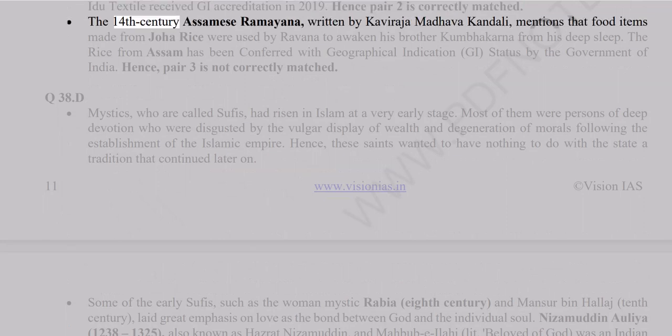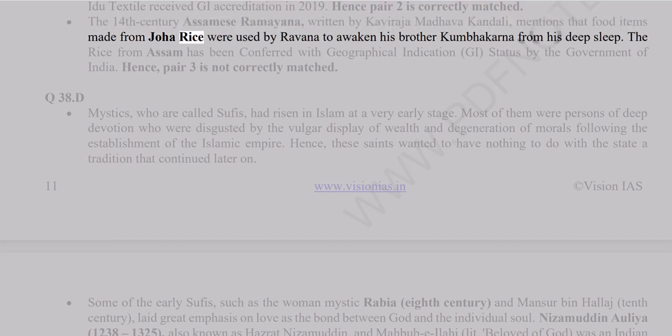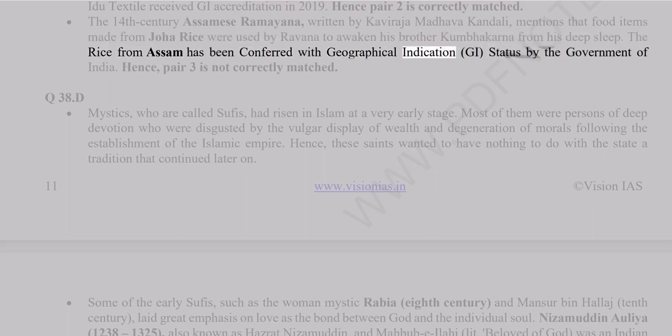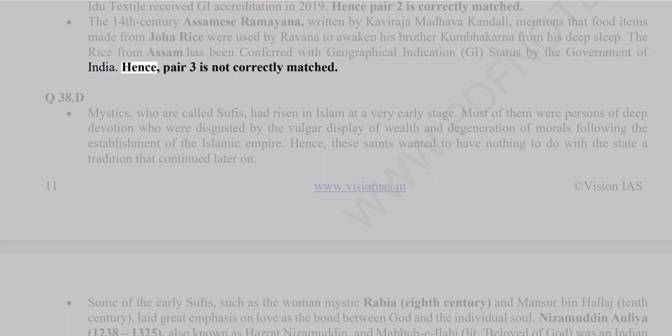The 14th century Assamese Ramayana, written by Kaviraja Madhava Kandali, mentions that food items made from Joha rice were used by Ravana to awaken his brother Kumbhakarna from his deep sleep. The rice from Assam has been conferred with geographical indication (GI) status by the government of India. Hence, pair 3 is not correctly matched.